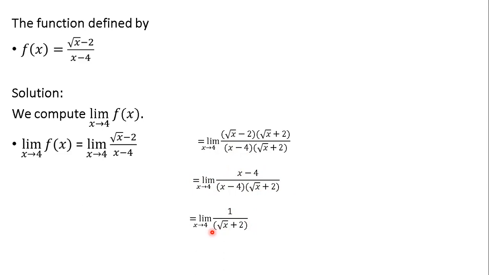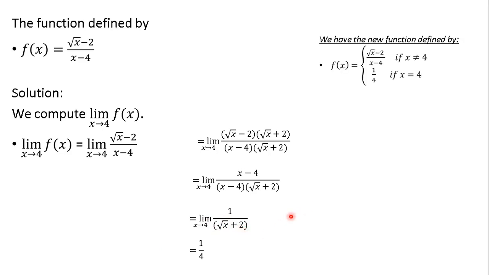And this is the time we can do direct substitution and we can determine whether a certain limit exists. As we substitute 4 to our x, that's square root of 4 plus 2 on the denominator's part, and that's 1 over 4 because square root of 4 is 2, plus 2, that's 4 on the denominator. We have the new function defined by f of x is equal to the square root of x minus 2 all over x minus 4 if x is not equal to 4. But when it's equal to 4, our f of x is 1/4. Therefore, the function is continuous at 4.